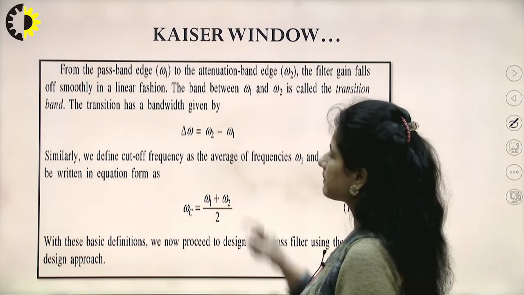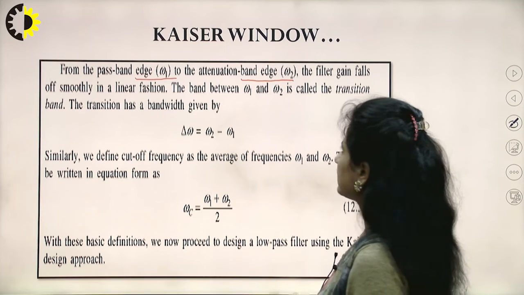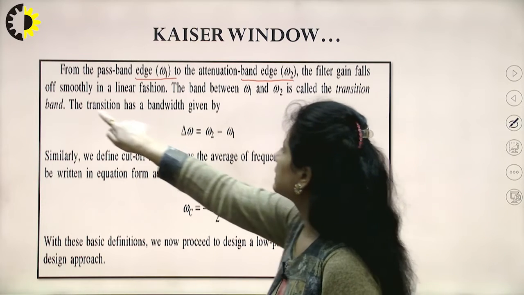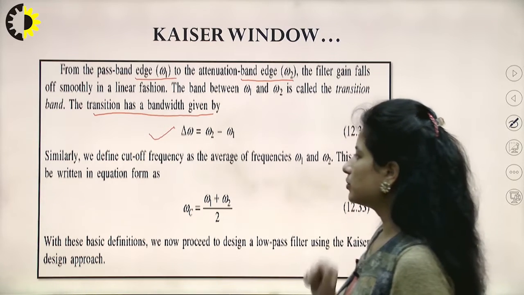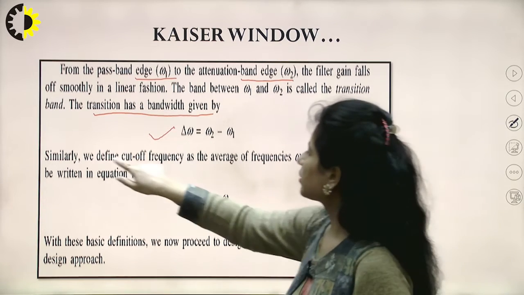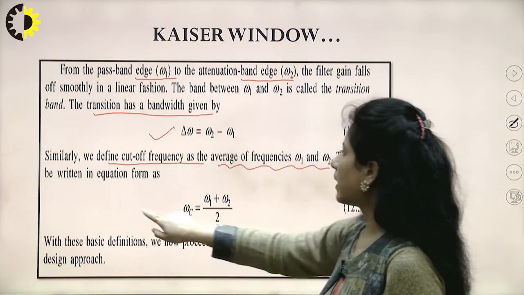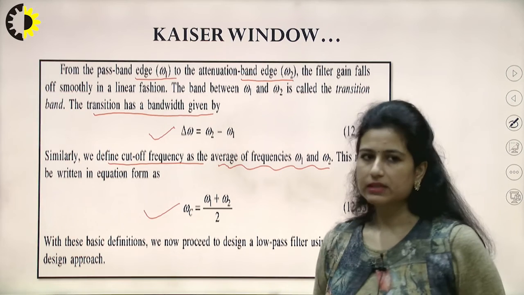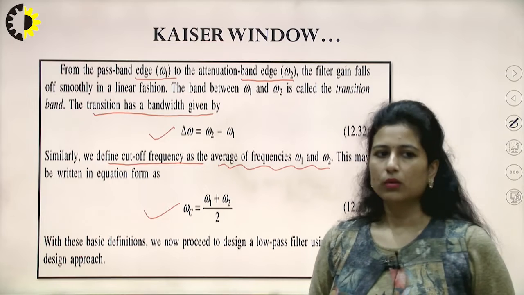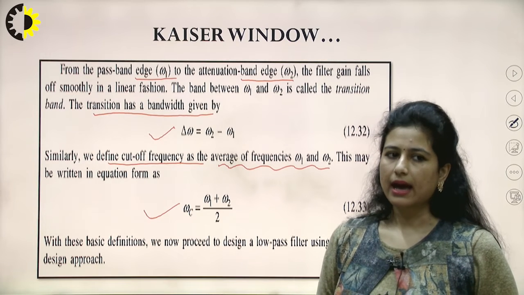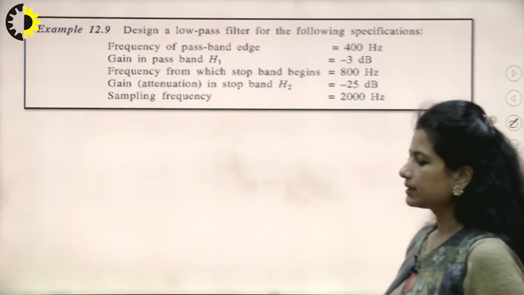So from the pass band edge, that is omega 1, and the stop band edge or attenuation edge, that is omega 2, I am calculating the bandwidth of the transition band, that is the difference between the two frequencies. Similarly, the cutoff frequency can be calculated, which is the average of the frequencies omega 1 and omega 2. So from the given specification, we can calculate these two important parameters, which are the width of the transition band and the cutoff frequency. Then we can move on with the designing of the Kaiser window.